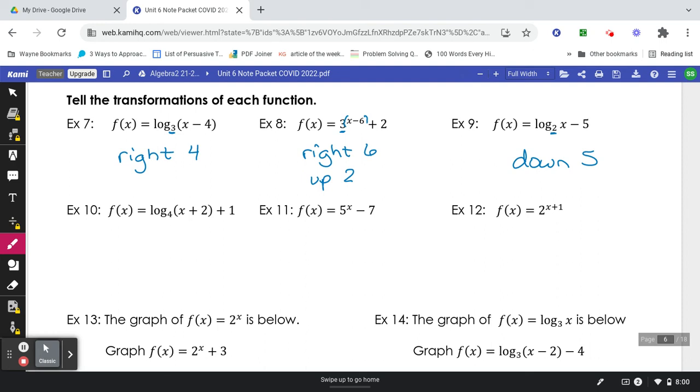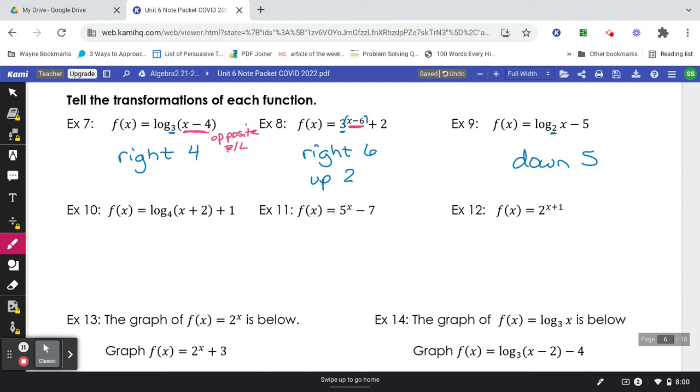Also, one thing to mention, we did this first semester, but anytime you have a minus 4 and you're going right or left, it always goes the opposite direction. So right, left is always the opposite. Same thing happens right there. Up and down are normal. Positive is up, negative is down.